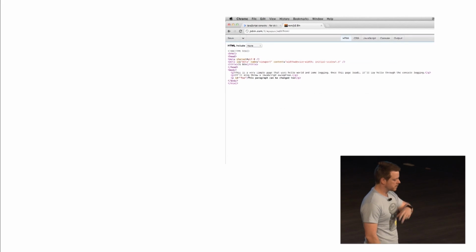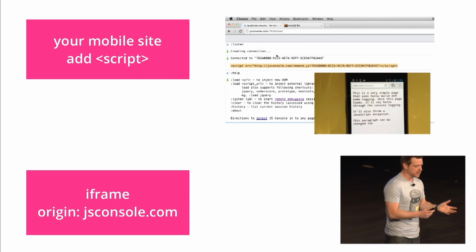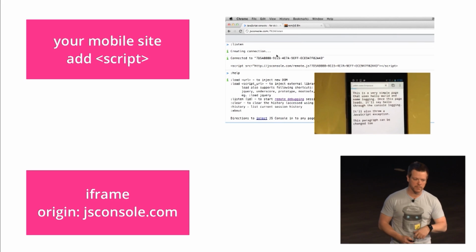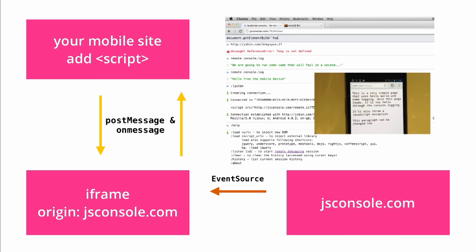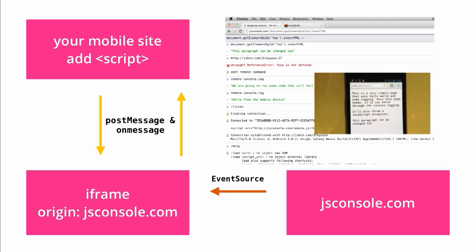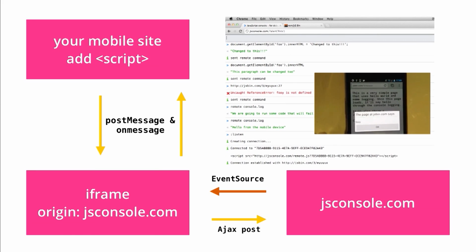To do this kind of injection, I basically take your mobile site, you add a script. That script generates an iframe to jsconsole.com, which creates a connection to jsconsole that has a stream of messages coming up into the iframe, which are communicated into your mobile page using post message and on message. So that's a fairly common way of communicating between iframes, and a way of saying, yes, I will allow this origin to communicate to this iframe. And then the two-way communication is via an XHR request coming from the iframe down to the server.